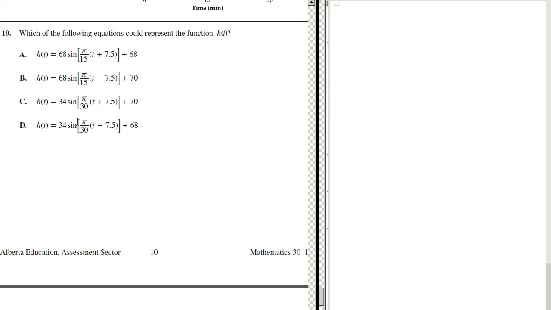That leaves us with the only potential candidate being B, because our maximum height can be reached at 138, because 1 times 68 plus 70 is 138. Negative 1 times 68 is negative 68 plus 70 is 2. So that gives us the whole scope of the height. The lowest height and the highest height and everything in between. B is the only one that gives us that scope. So B is our answer.